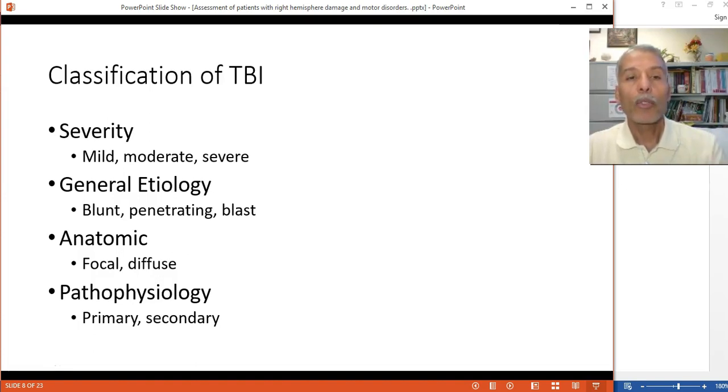So it goes from mild to moderate to severe, simply. Mild TBI, moderate or severe. Sometimes you find combinations, mild to moderate or moderate to severe. It depends. Sometimes it's not clear-cut. And then you also classify TBI based on the general cause. So the first one is the severity, how severe is it? And then the general cause.